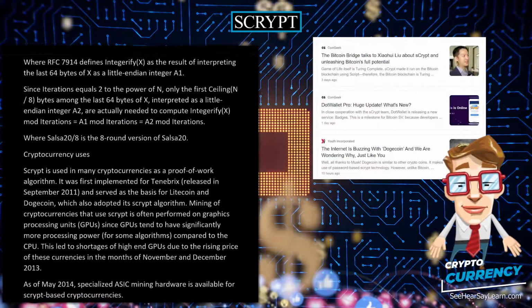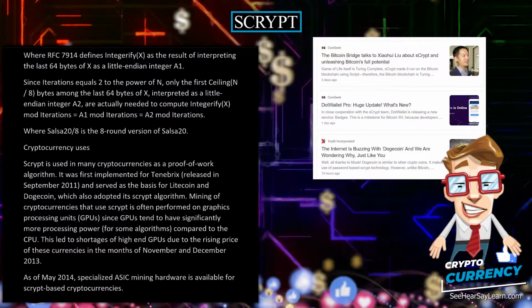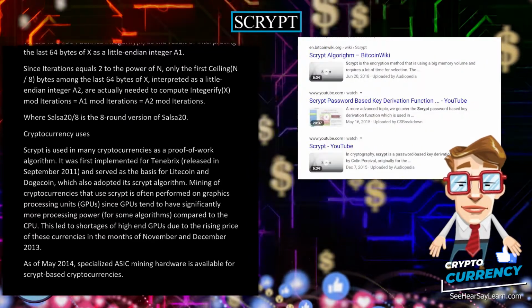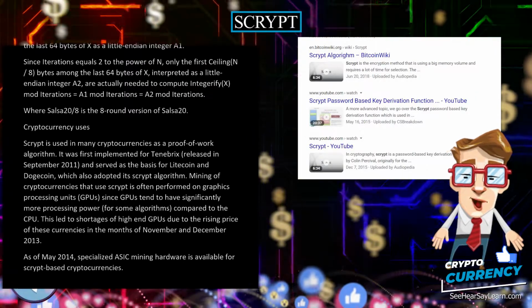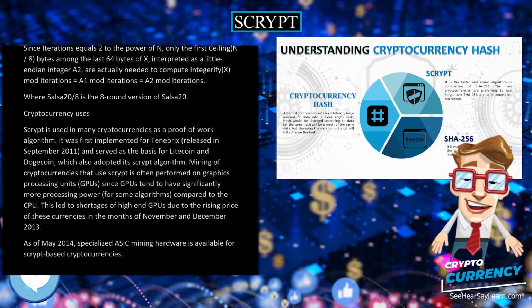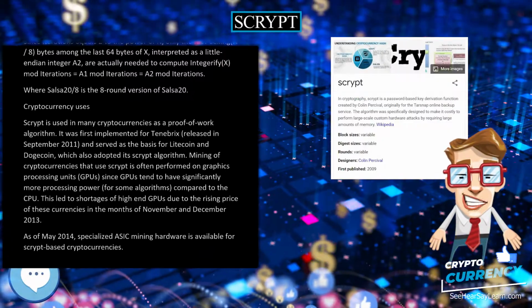Cryptocurrency uses. Scrypt is used in many cryptocurrencies as a proof-of-work algorithm. It was first implemented for Tenebrix, released in September 2011, and served as the basis for Litecoin and Dogecoin, which also adopted its scrypt algorithm.